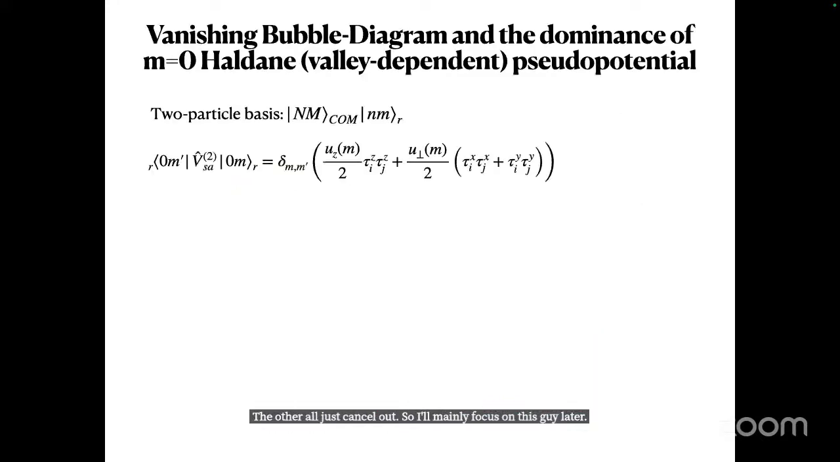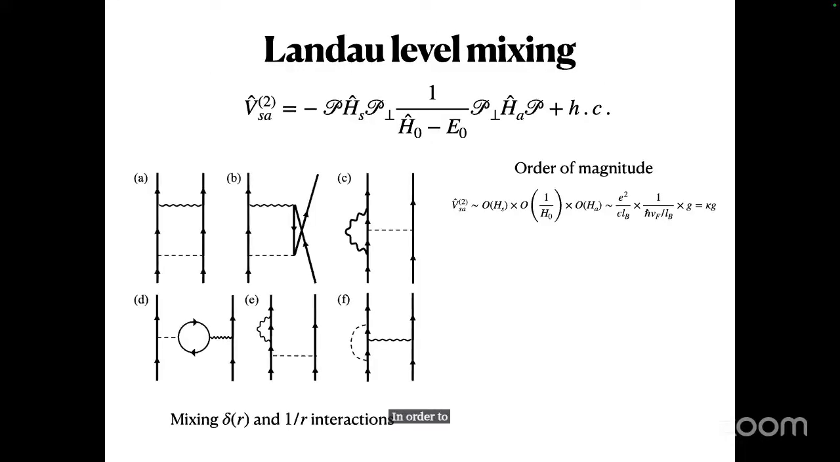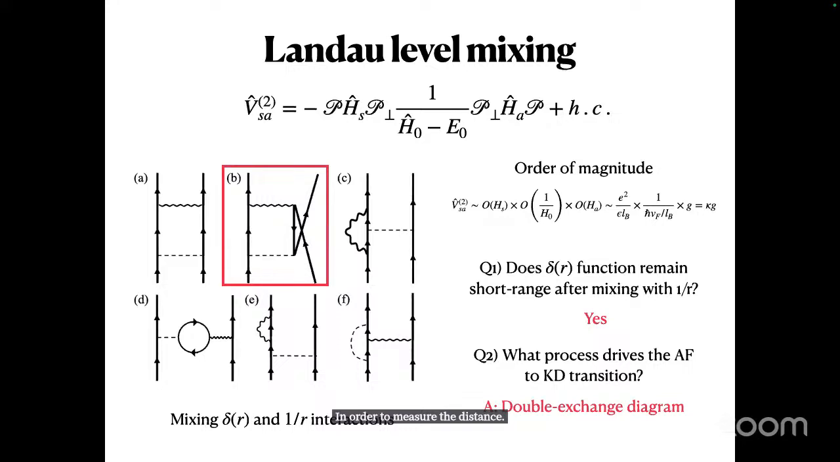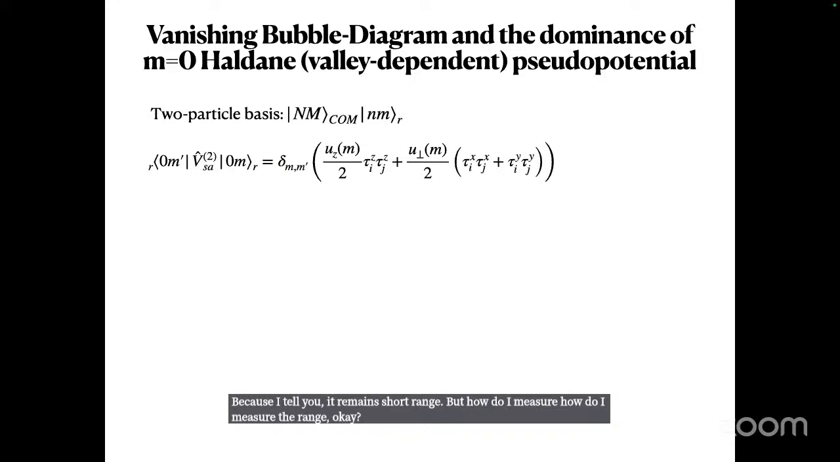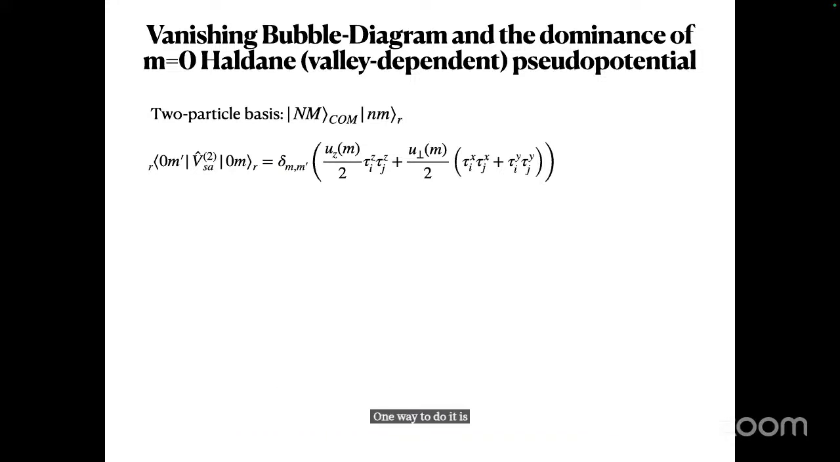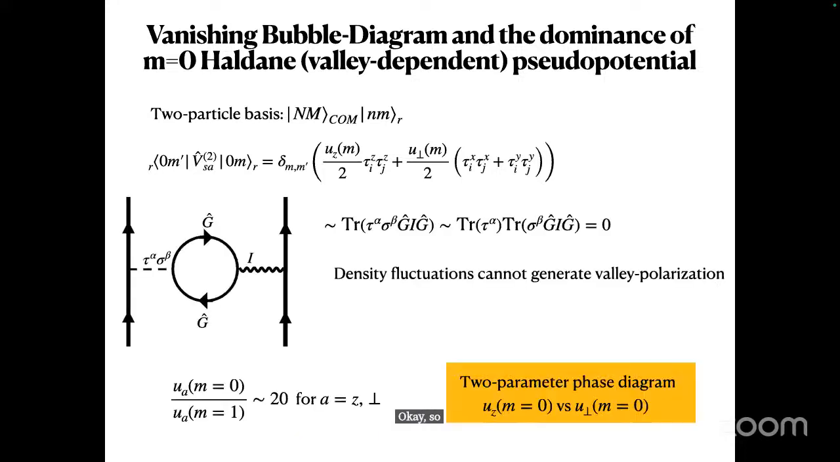So in order to measure the distance inside the magnetic field, we need to choose a basis, because I tell you it remains short range, but how do I measure the range? One way to do it is to use the Haldane pseudopotential. Do any of you need me to remind you of Haldane pseudopotentials?